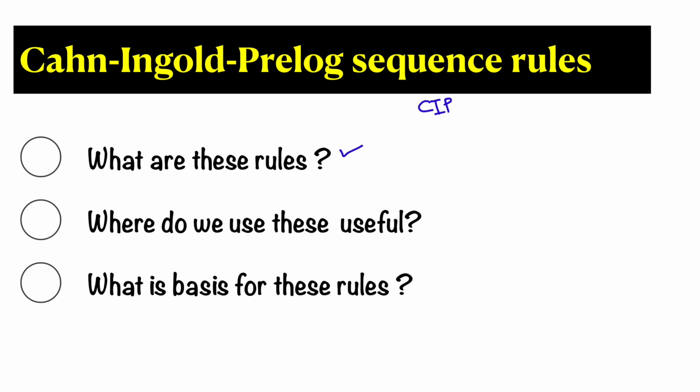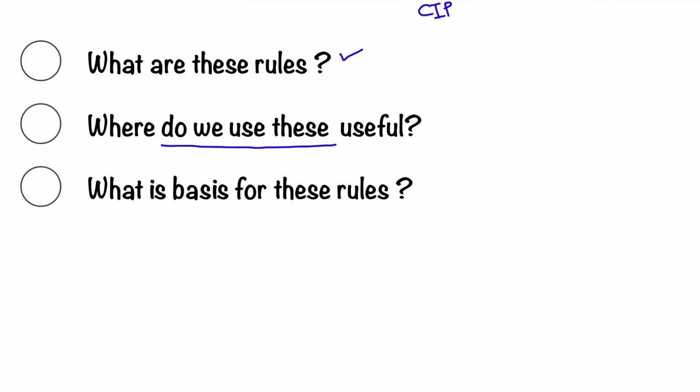Totally, we will be discussing 5 rules. We will complete these rules under 5 steps. Where do we use these rules? How are these rules useful? For example, there are two groups attached to a carbon atom. One is A, another one is B.